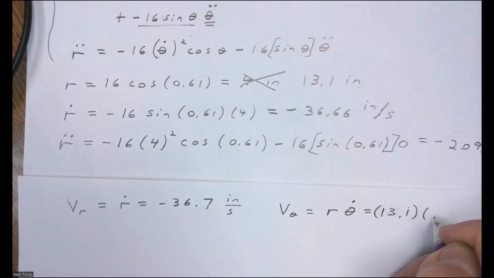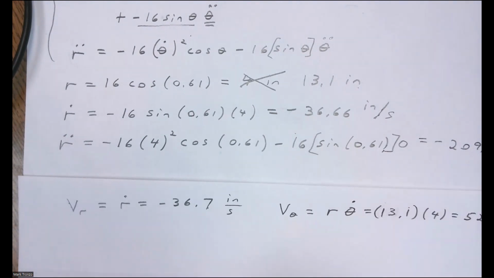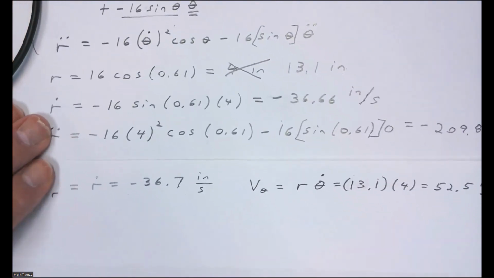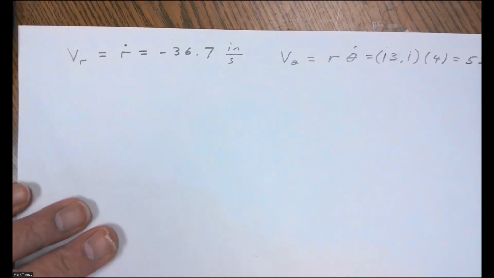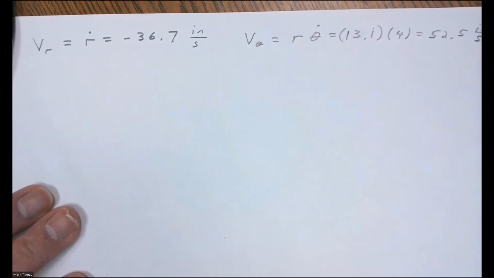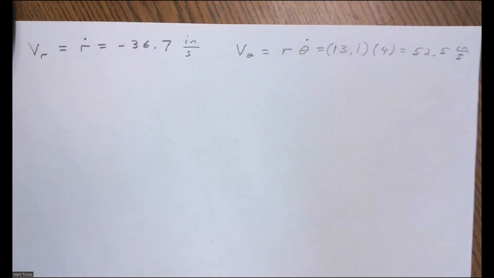Times theta dot, which is 4, which gets around 52.5 inches per second. Like this. Let me pull this up a little bit.